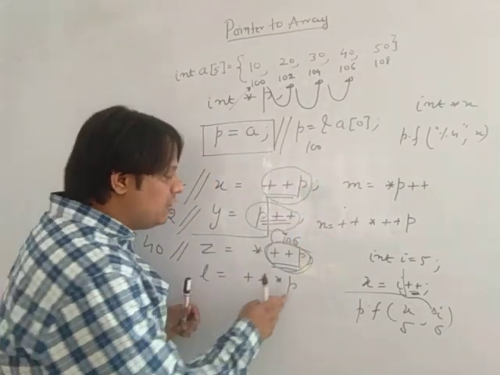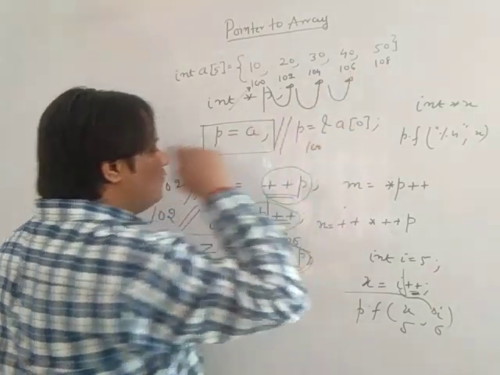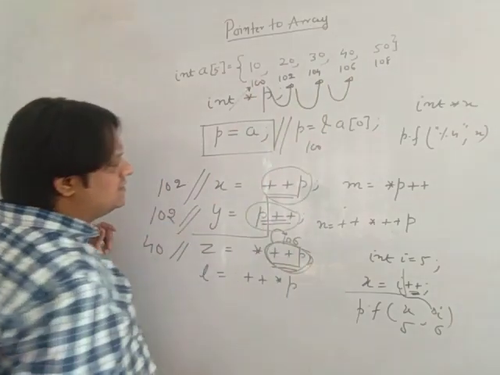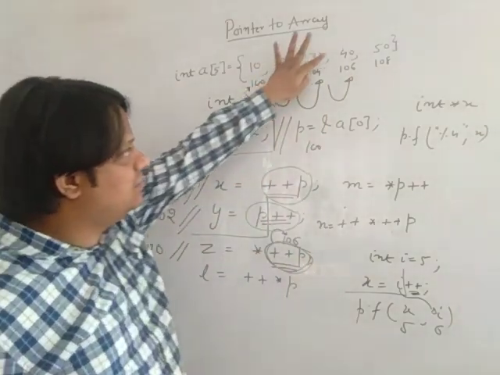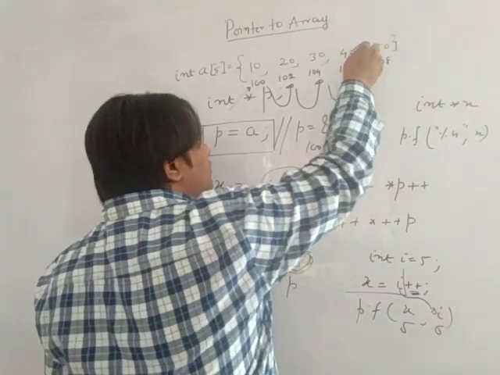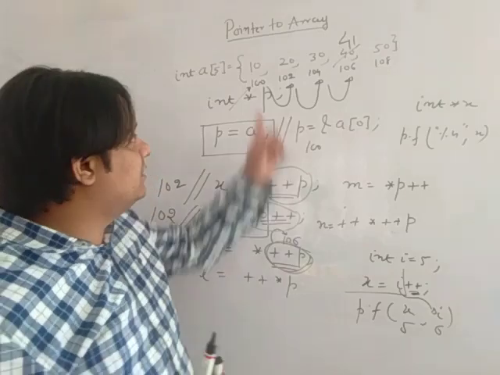So you are incrementing not the pointer but the value at the pointer. Right now your pointer is pointing at 106, and the star of that 106 is 40, right? You are going to increment that 40, and now this 40 becomes 41, not 50. I am again repeating, they are the values.